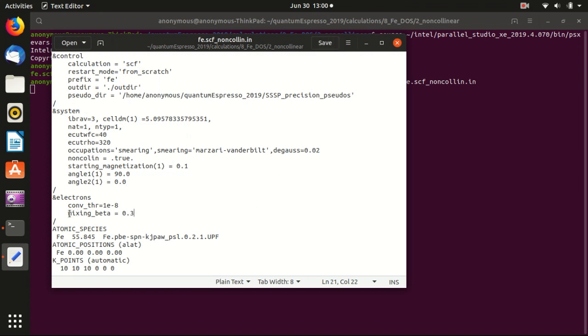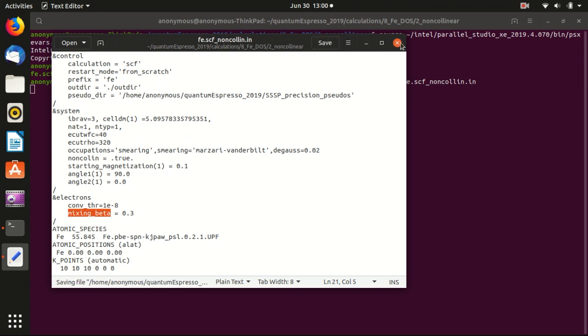Another thing that I changed here is that I added a mixing beta. This is one option that may be useful if the calculation does not converge, because the default value is quite large. I don't remember what the default value is, but basically if you decrease this beta, it will improve the convergence. However, the calculation would be slower.